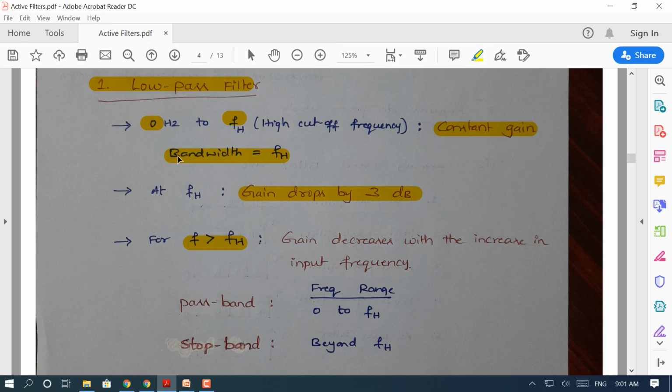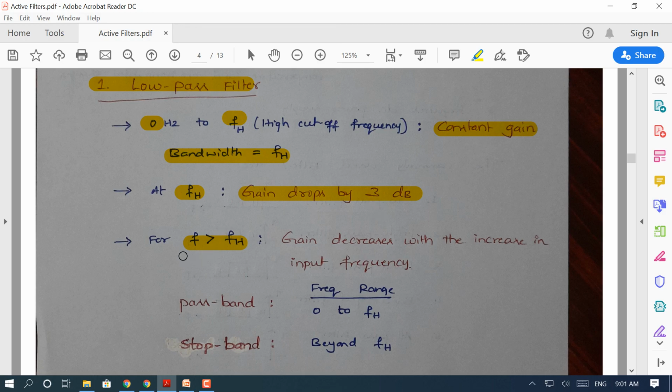From this we can calculate the bandwidth of the low pass filter, which is fH in this case. At exactly fH, gain drops by 3 dB. So this 3 dB drop in gain can be used to calculate the bandwidth also.